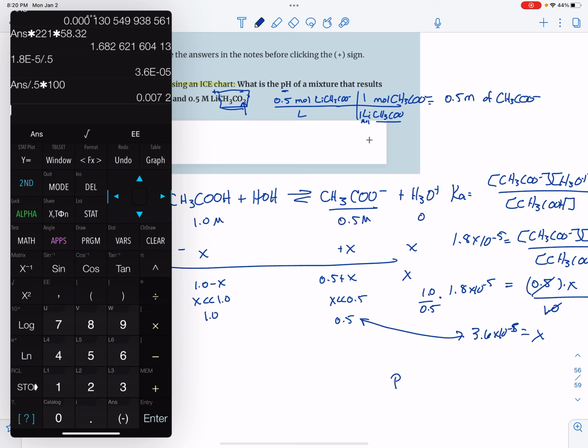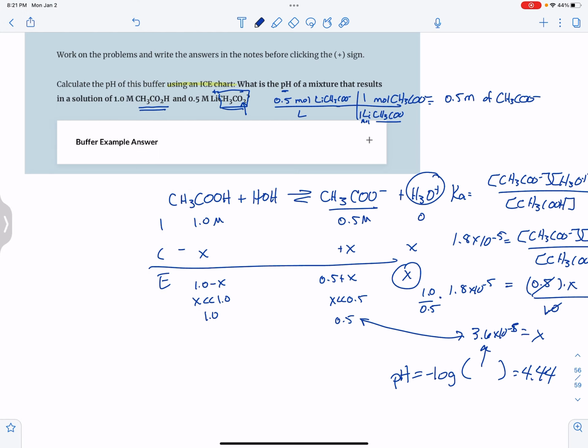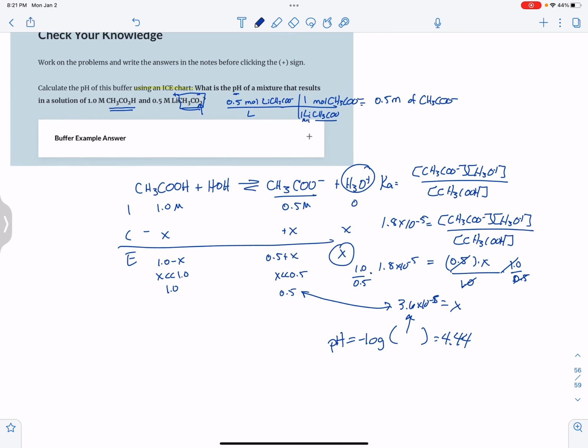And then I just need to use pH is equal to the negative log of my X, which is my H3O plus. And so I'm going to go negative log. And notice that I'm tapping the number that's higher up, that 3.6 number. That's what X is. And so it tells me that my pH is 4.44. Now don't get overly excited about doing the problem this way. We've got a faster method.